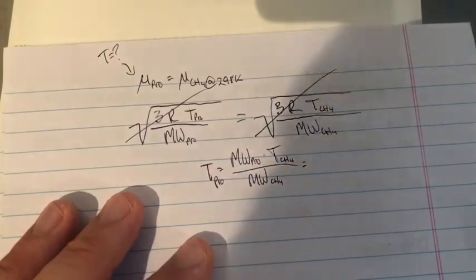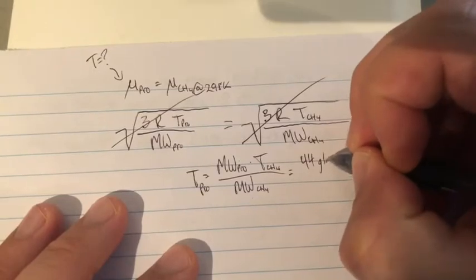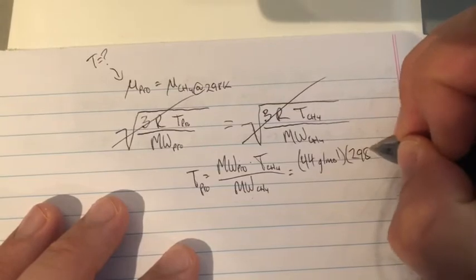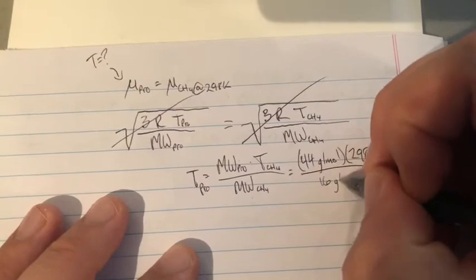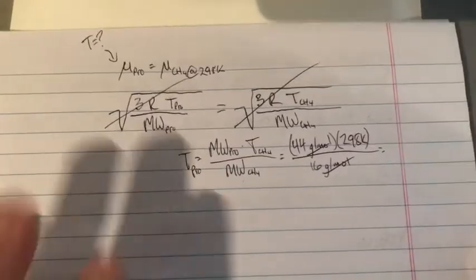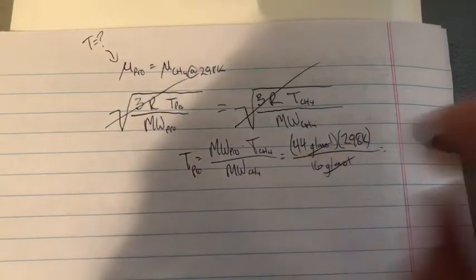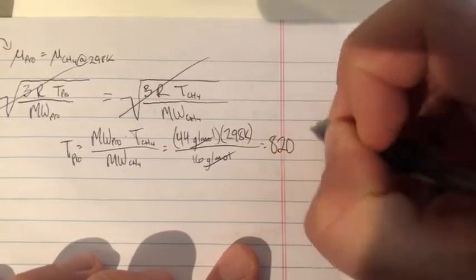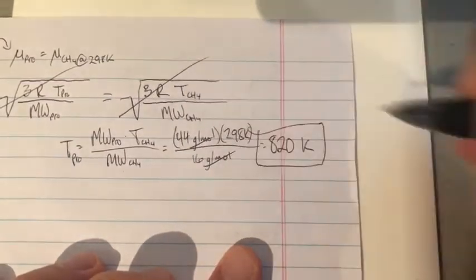So plugging all that in, 44 grams per mole times 298 K over 16 grams per mole. Again, grams per mole cancels out and you're just left with Kelvin. So that temperature is going to be 820 Kelvin.